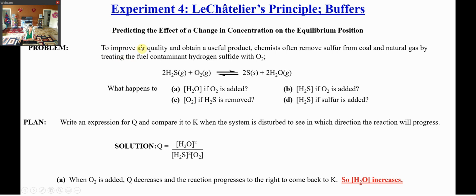To improve air quality and obtain a useful product, chemists often remove sulfur from coal and natural gas by treating the fuel contaminant hydrogen sulfide with oxygen. Hydrogen sulfide gas reacted with oxygen produces sulfur solid and water steam. So you balance your reaction.